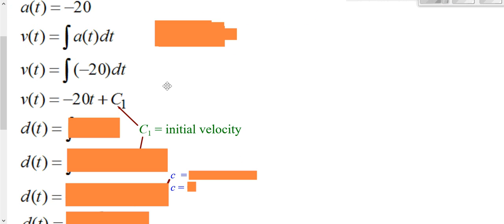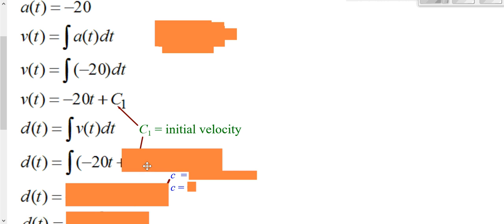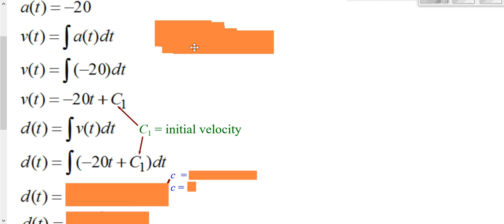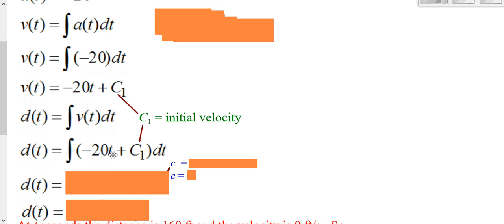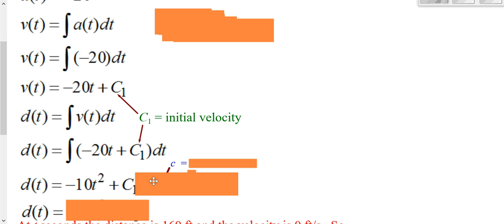So we have our velocity equation. You should remember that to get from velocity to distance, you have to integrate your velocity. So if I take this and plug it in here, I integrate my velocity. Remember, you increase your exponent by 1, so you get a t squared. You'd have to have a 1/2 in front to offset that, so it gives you negative 10 t squared, because 1/2 times negative 20 is negative 10, plus our initial velocity times your variable, plus another constant.